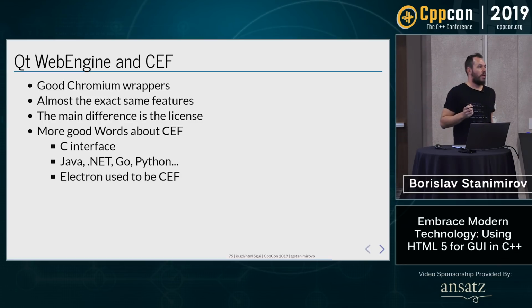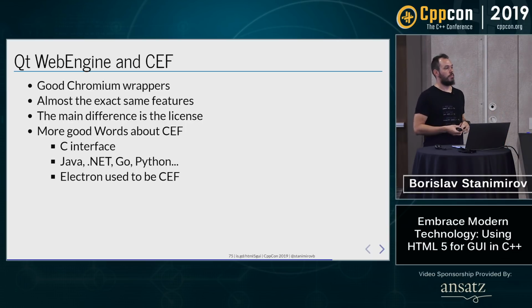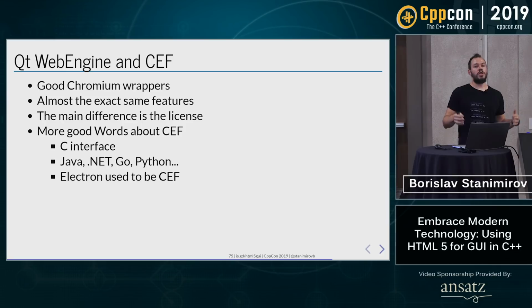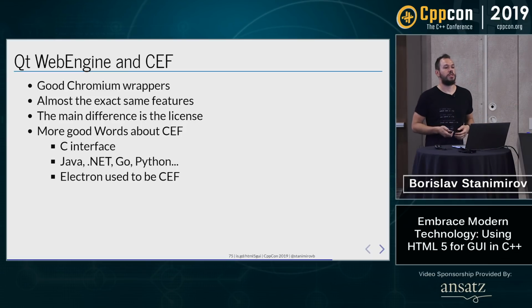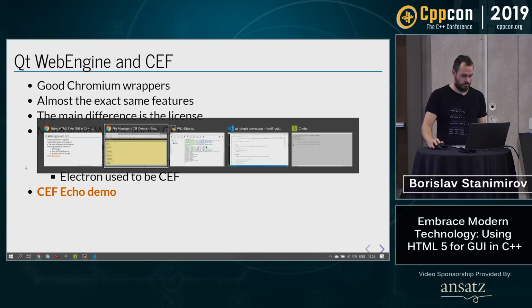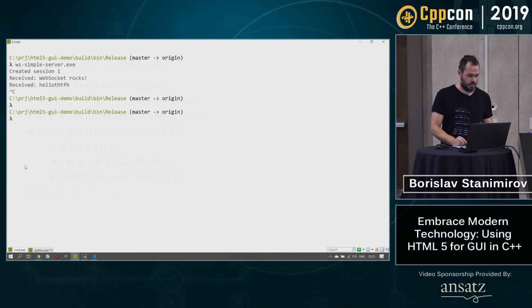In fact, Electron used to be CEF. Electron used to be the JavaScript wrapper of Chromium powered by CEF. Now it eventually outgrew CEF, so currently it wraps pure Chromium. It does not use CEF, but it started as a CEF wrapper. And here's a small demo. My demos use CEF because, as I said, I don't understand the Qt license.